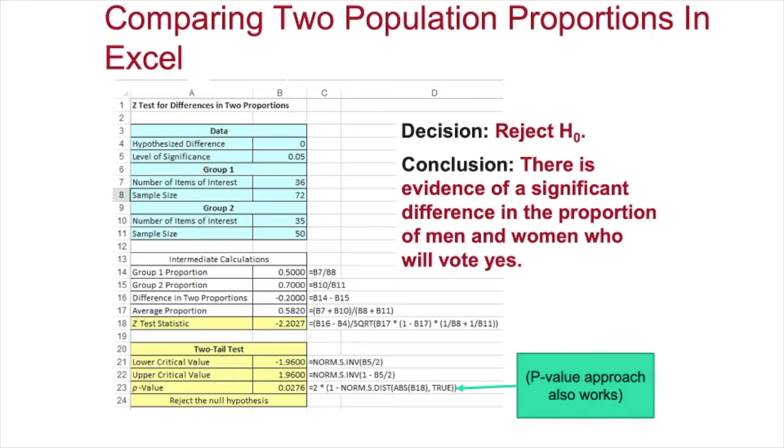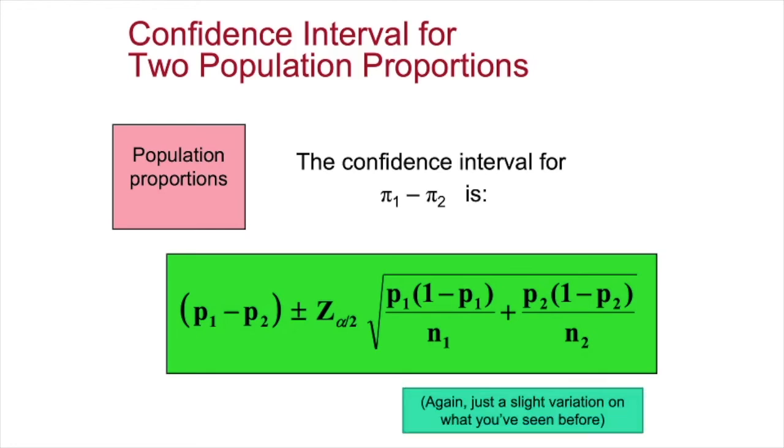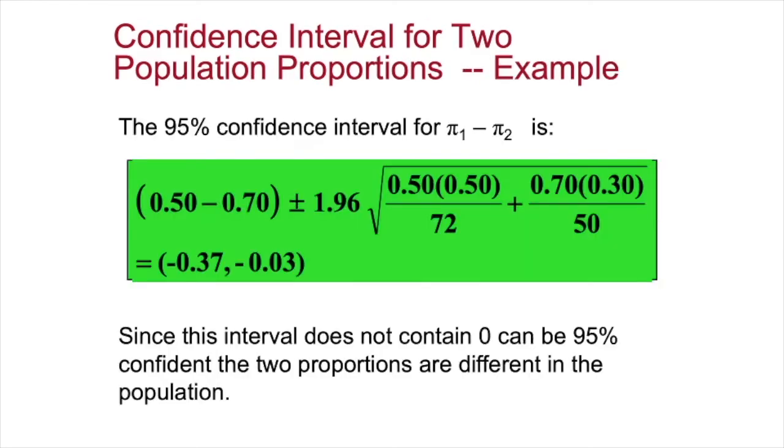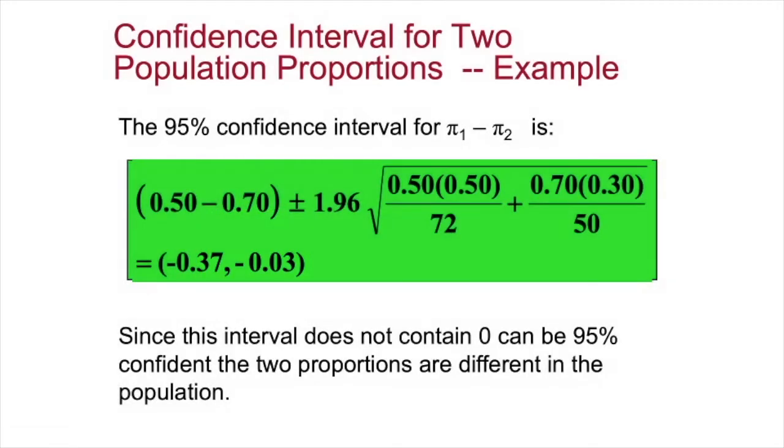Note that, of course, the p-value approach also works here. And the confidence interval approach also works. This is the formula for your confidence interval around p1 minus p2. Again, it's simply a slight variation of something you've already seen before. And these are the results of plugging in our values into the confidence interval, and as you see, 0 is not included in the confidence interval.